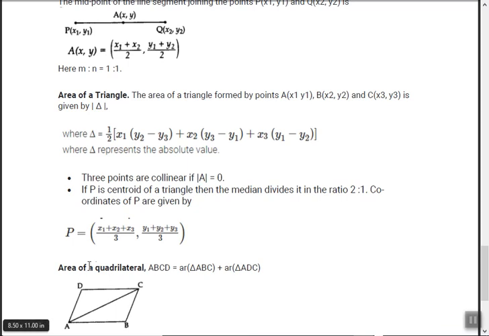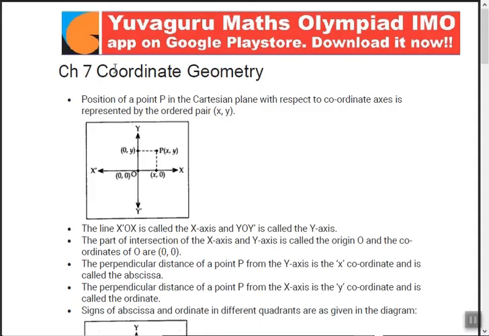Now the area of a quadrilateral, that's easy. ABCD, how do we find it? Find the areas of the two triangles and add them. So the area of triangle ABC plus the area of triangle ADC. Now how to find the area of triangle ABC and ADC? This formula: 1 upon 2 into x1 into (y2 minus y3) plus x2 into (y3 minus y1) plus x3 into (y1 minus y2). Use it for both and you'll find the area of the full quadrilateral. Not only a quadrilateral, you can find the area of any figure like this if you divide it into a number of triangles. So that was the theory on coordinate geometry.